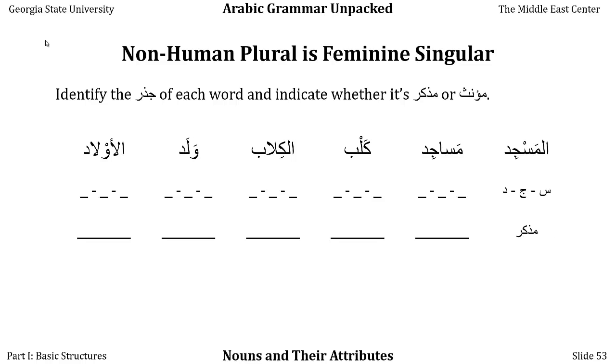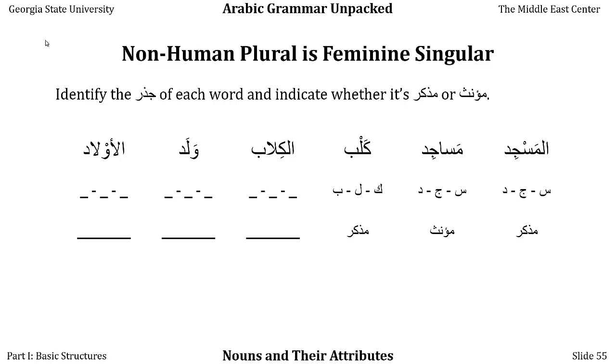We already know that the sin, jim, dal root means to kneel, so you can probably guess that a masjid, a mosque, is a place where you kneel. And it's mudhakkar, because it's a regular masculine singular noun that doesn't end in ta marbuta. But its plural, masajid, here it's indefinite rather than definite. Again, it has the sin, jim, dal root, but here it's non-human plural. People who are in mosques are thinking, but the mosques themselves are not thinking. So we call it mu'annath. It's now become feminine because non-human plural is feminine singular.